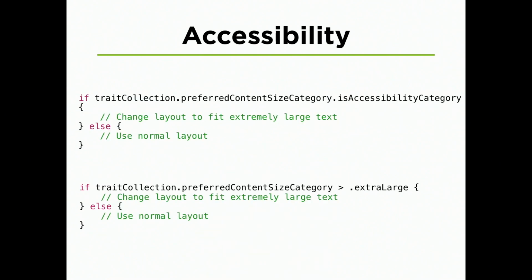And so here are some examples of using that. You just check the TraitCollection's preferred content size category, check if it's an accessibility category, or since these are sorted and they're raw values, you can just check if the preferred content size category is greater than a certain value and just adjust accordingly.